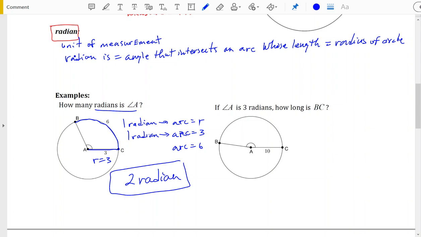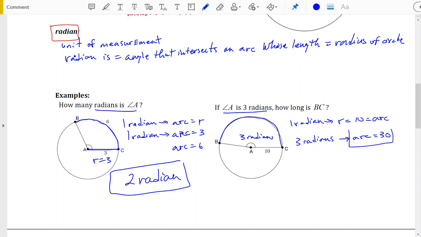Let's look at the second problem. Angle A is 3 radians. How long is BC? Well, we have a radius that is equal to 10. And we know that if it was 1 radian, that would produce an arc that is equal to 10. However, we've got an angle that is 3 radians. That is 3 times as many radians. That means it's going to produce an arc that is 3 times as long, or an arc that has a length of 30.